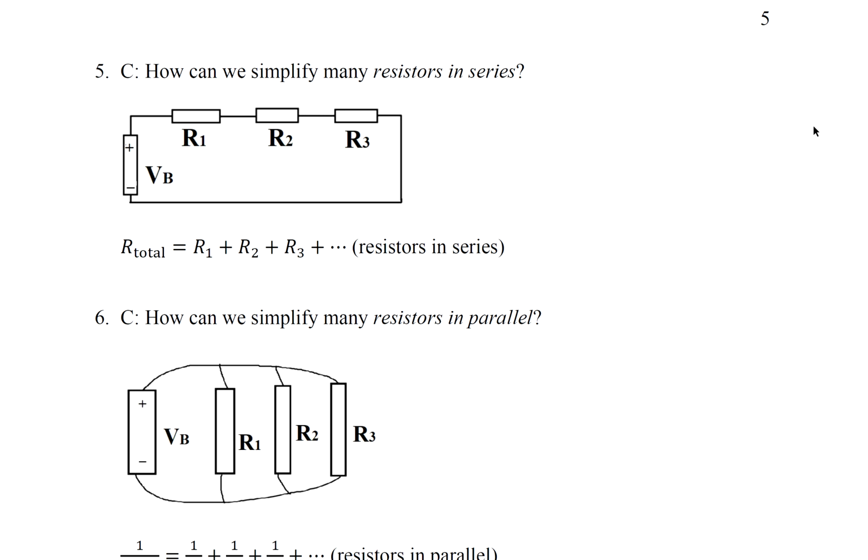Question 5, how can we simplify many resistors in series? You just add them up. So what does that mean? That means we could take these 3 resistors in series and make it look like one resistor instead of buying 3 different resistors.